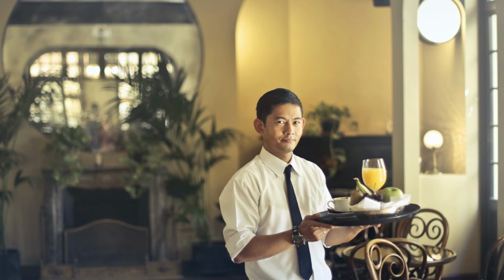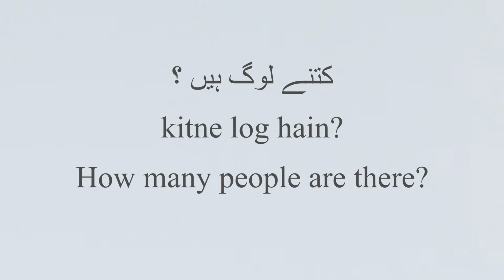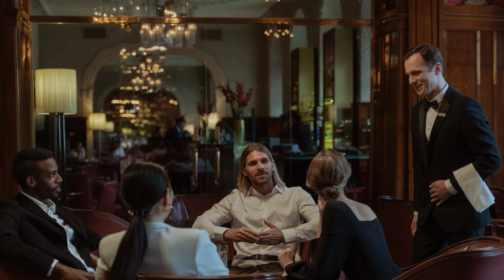So now you're entering a restaurant. The waiter will ask, कितने लोग हैं? कितने means how many. लोग हैं is people. कितने लोग हैं? How many people are there? If you're just one, you'll just say एक. And if you're four, चार. Or if you're two, दो. दो लोग हैं. There are two people.